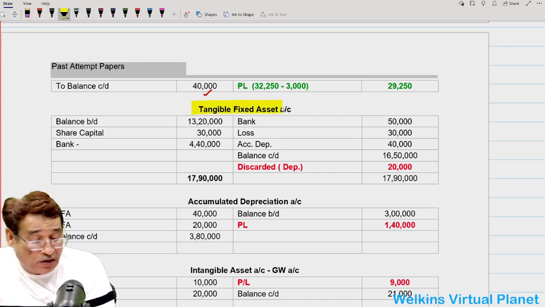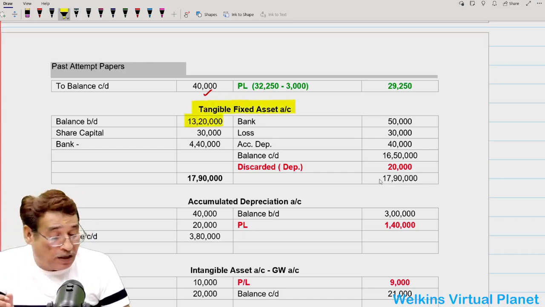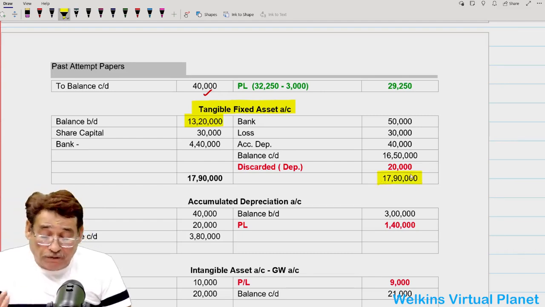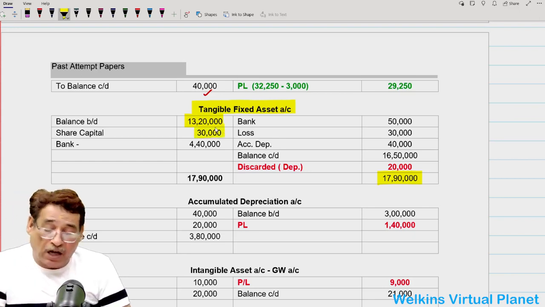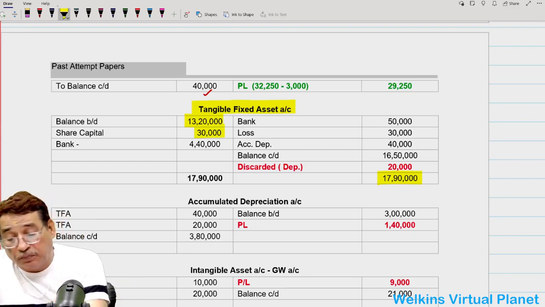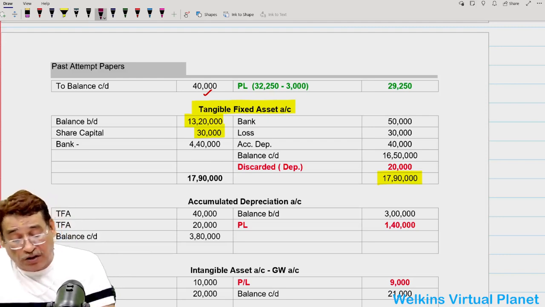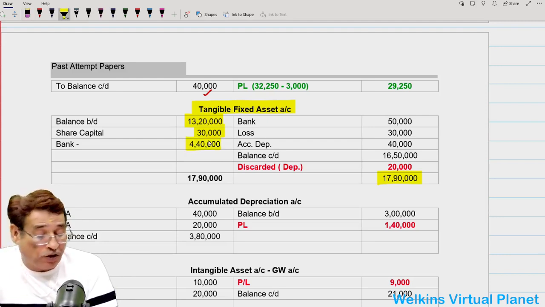As far as tangible fixed asset is concerned, opening balance is this much and closing balance is this much. Correct? We have seen that we have purchased a machinery. So I have written here to share capital. You can also write to vendors. And it is also given in the question that we have purchased 4,40,000 worth of plant and machinery. It is given in the question.